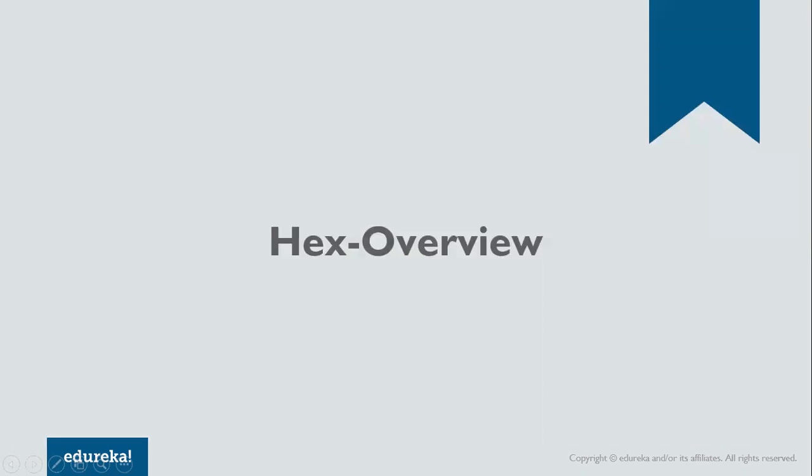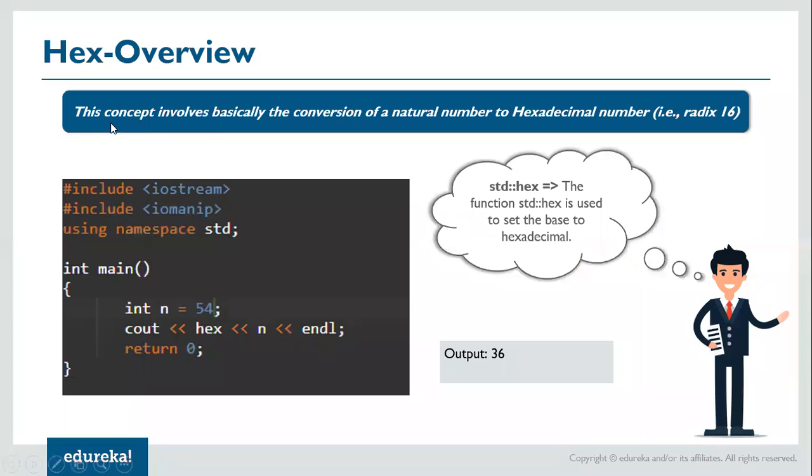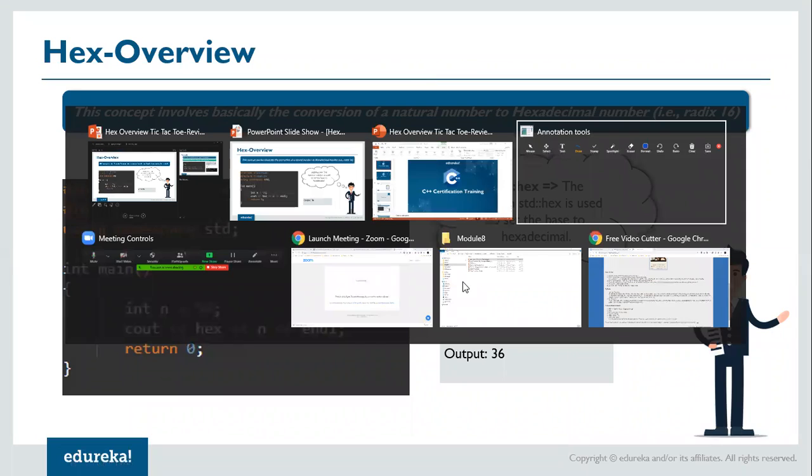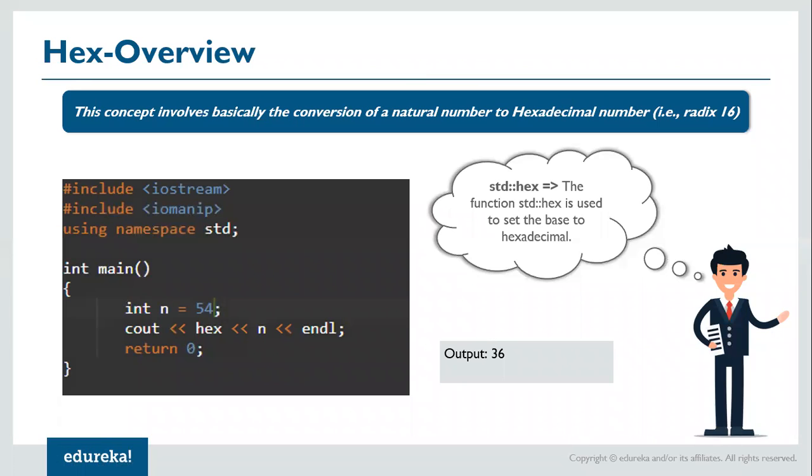So what is hex overview? This concept involves basically the conversion of a natural number to hexadecimal, or rather radix 16 or base 16, right? There is an inbuilt function available in C++, which is std::hex. The function std::hex is used to set the base to hexadecimal, right? To understand this, I will bring up a browser here from Wikipedia.